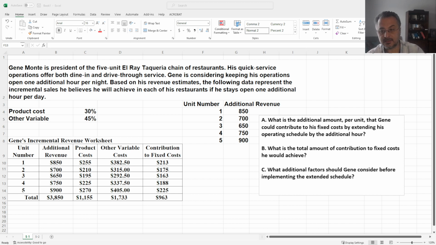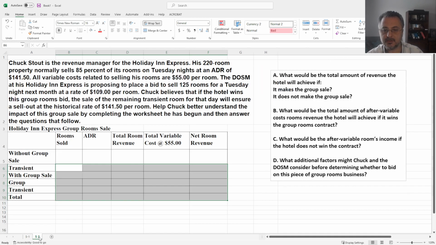As future restaurant managers, you need to start thinking about these kinds of issues and how they're going to affect your properties. But from the mathematical perspective, this is how it's been calculated. Let's look at the second one.